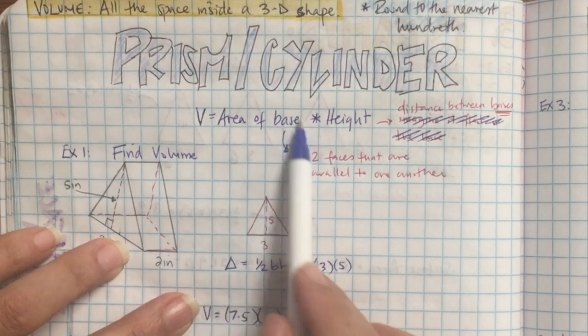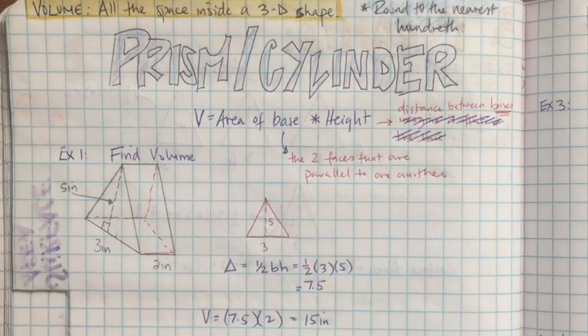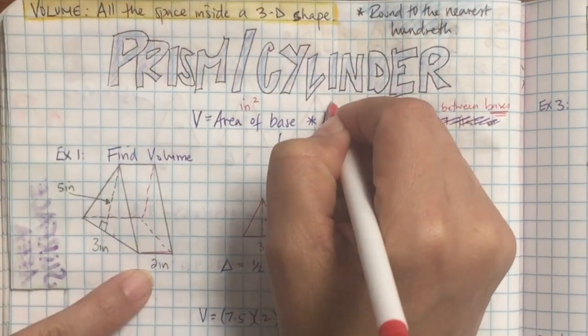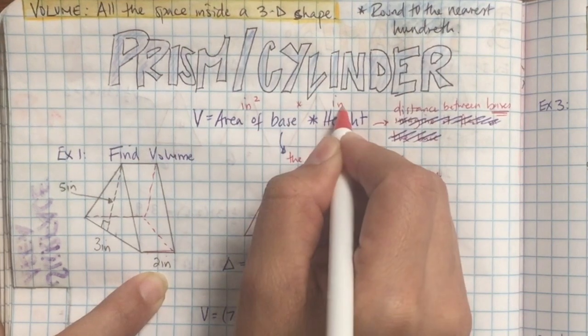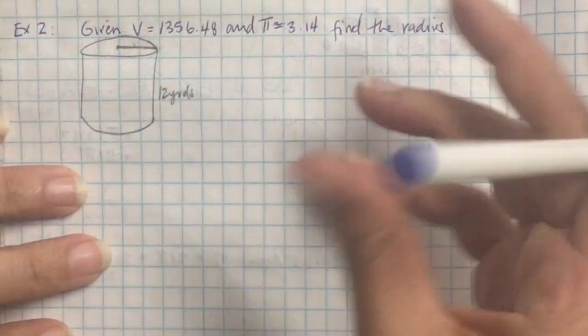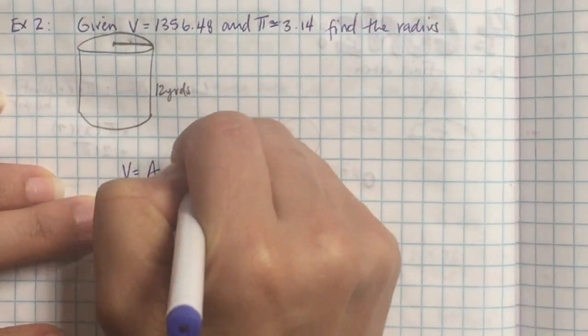And in terms of the notation, it's always going to be inches cubed, because remember, for area, it's going to be squared, and then you're going to multiply by the height, which is also in inches, and now you have inches squared times inches is inches cubed.